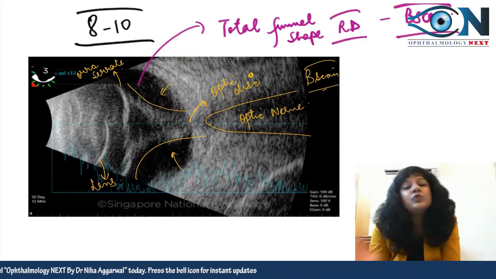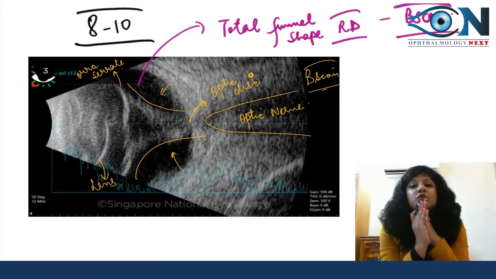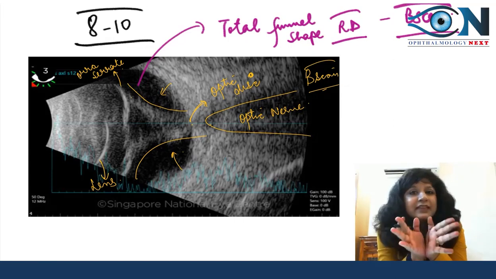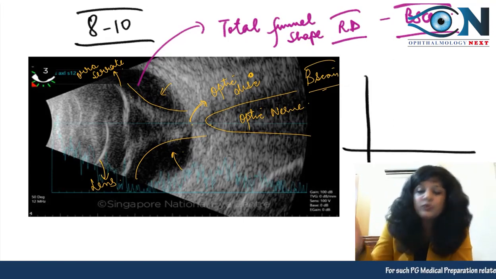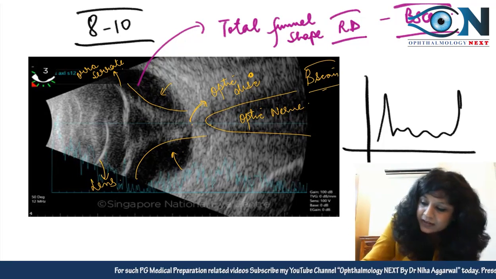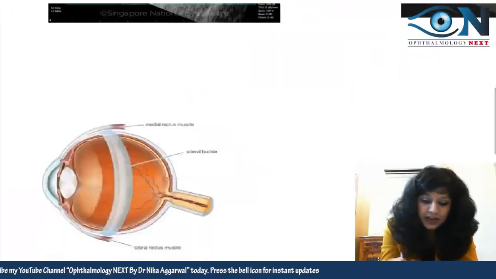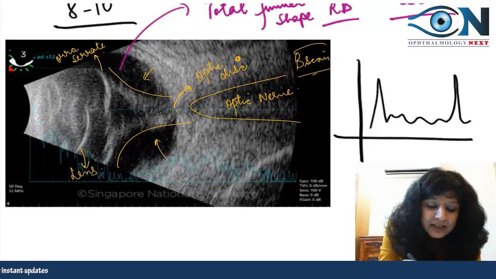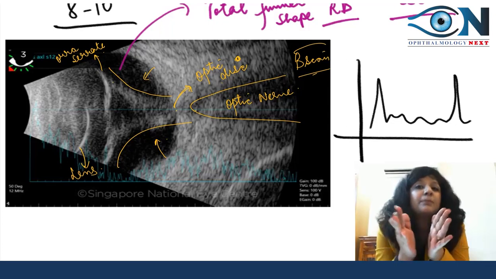Now, how to apply the A-scan? As I told you, A-scan is actually unidimensional, and we are just having the spikes there. So we are not able to see the 2 dimensions of the eye. I'm just getting the spikes like this. What is happening is that I am getting the spikes whenever I have some dense membranes.